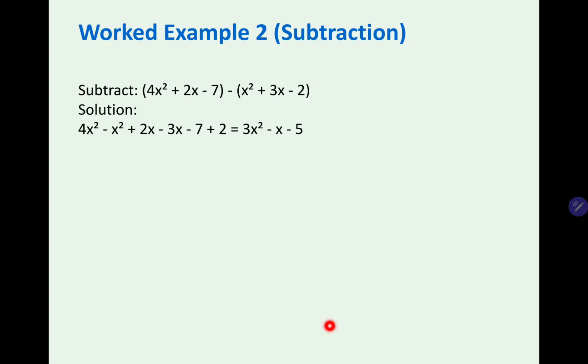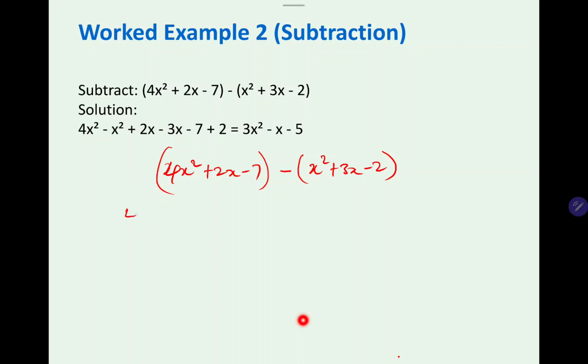We look at subtraction of polynomials, which is just the same arithmetic process. Subtract like terms or matching terms from each other, and you subtract constants from each other. So in this question, we have 4x squared plus 2x minus 7. We want to subtract it from x squared plus 3x minus 2.